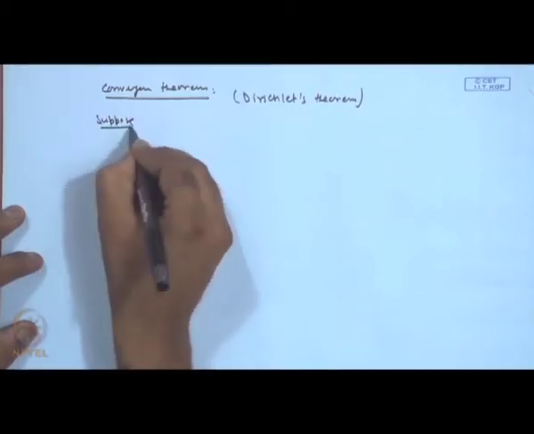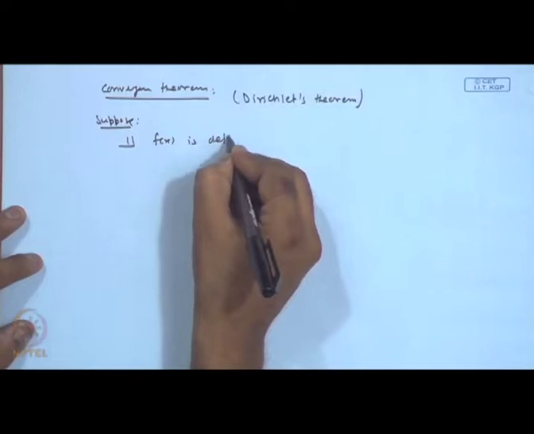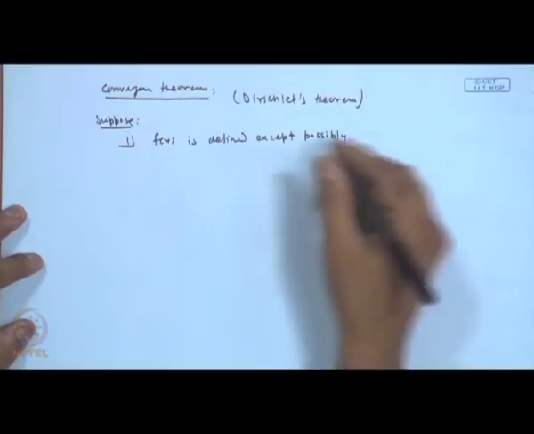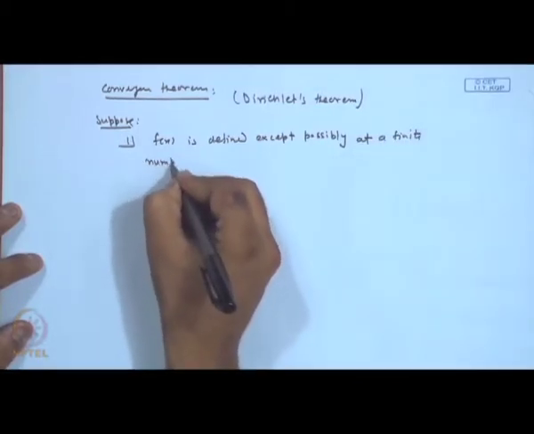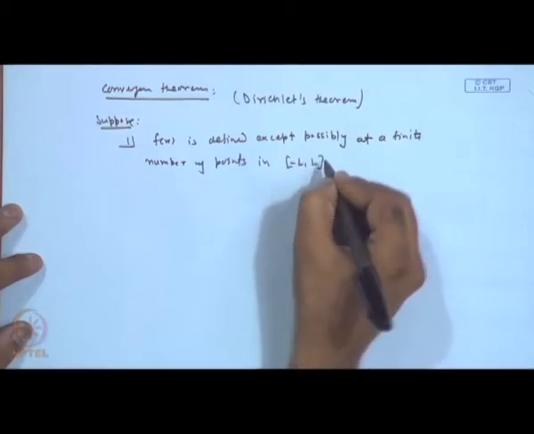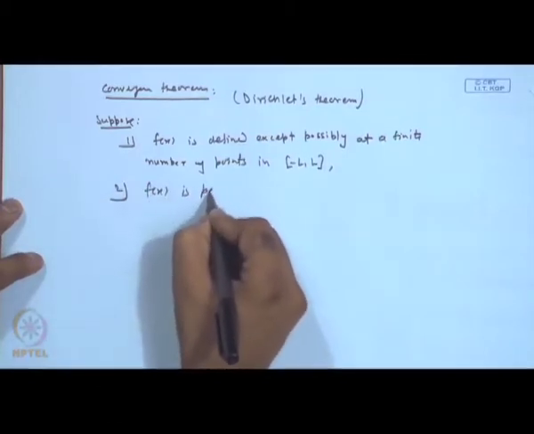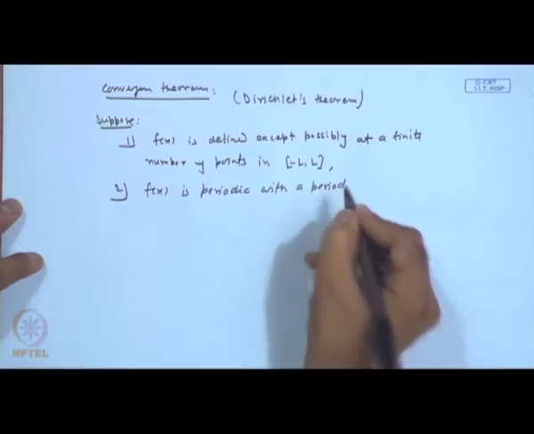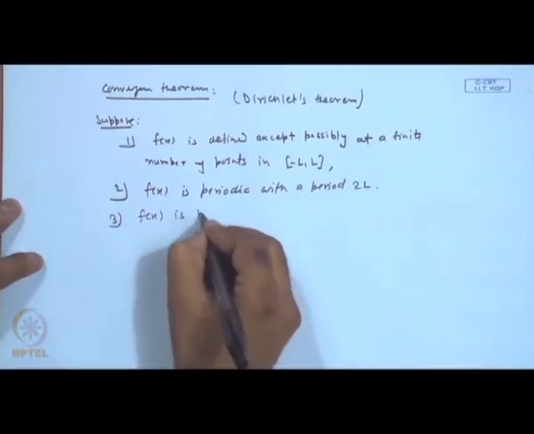So, what we have: suppose that f(x) is defined except possibly at a finite number of points in, and let us take a general interval, minus L to L, or we can take an open interval minus L to L, and f(x) is periodic with a period 2L, and f(x) is piecewise continuous.